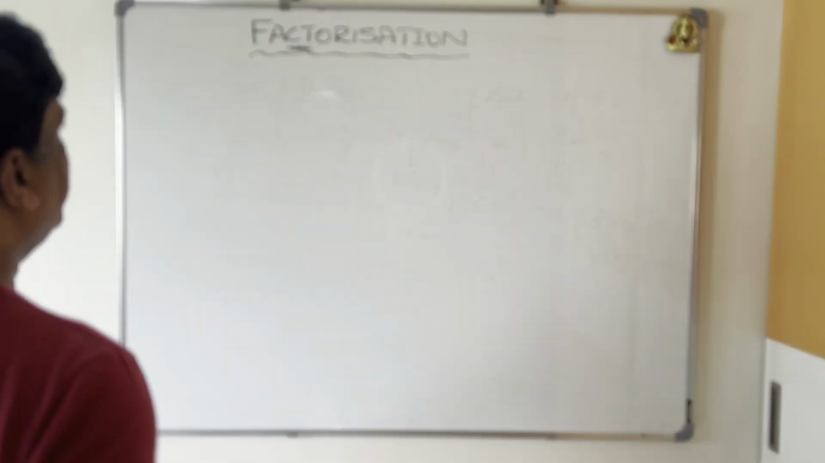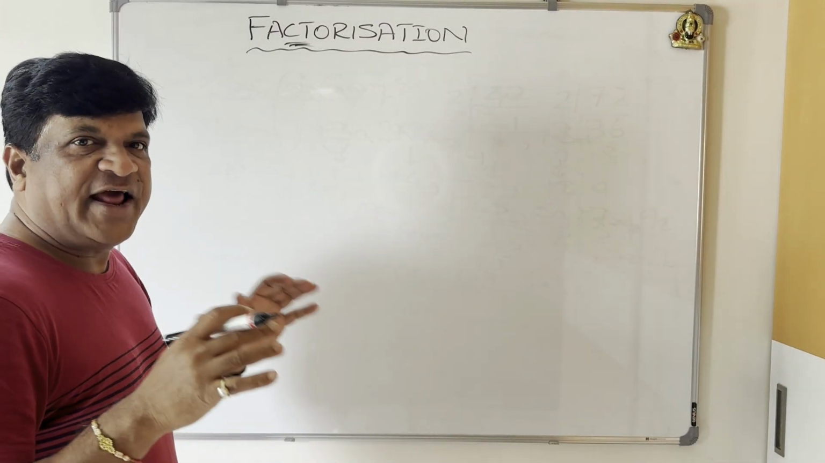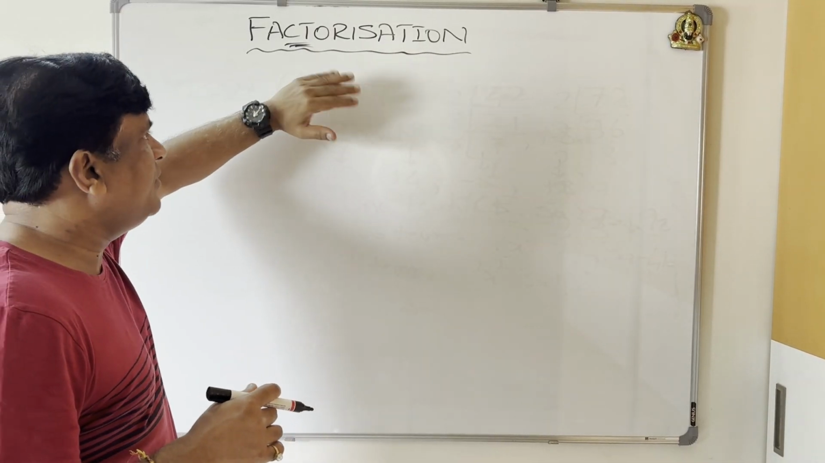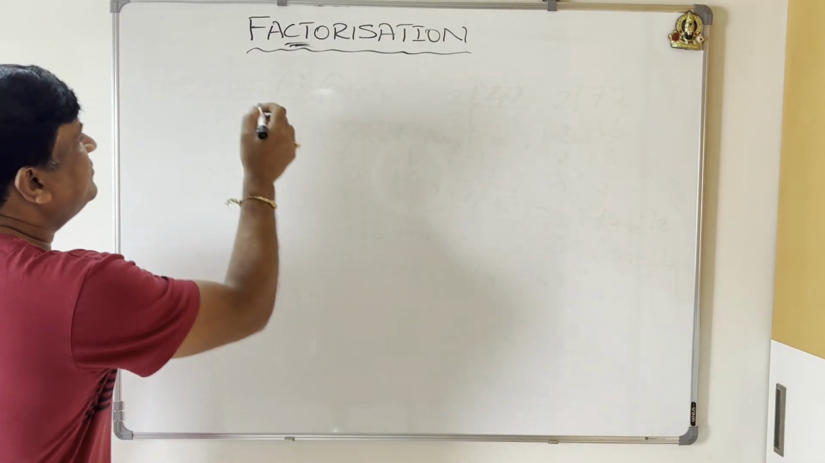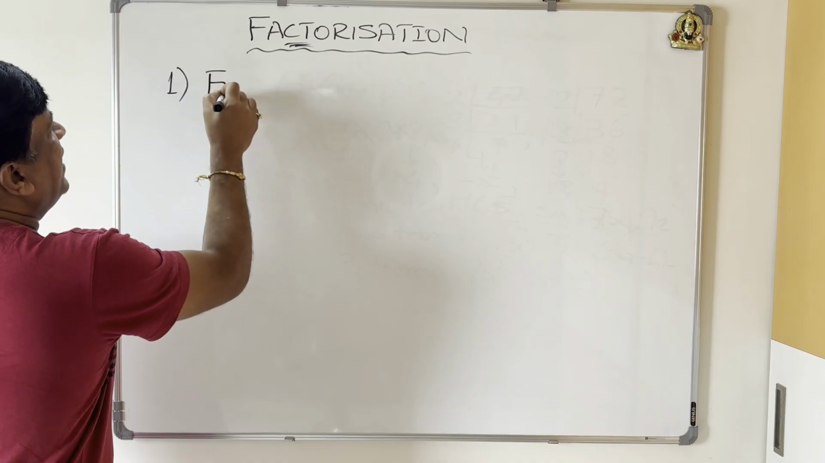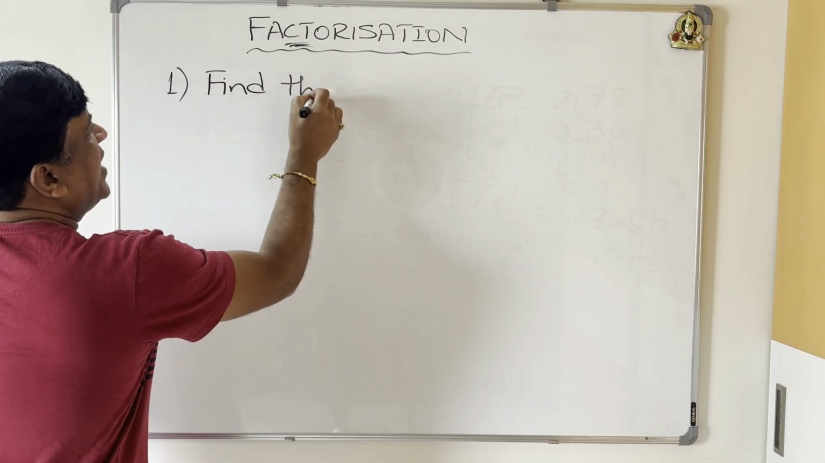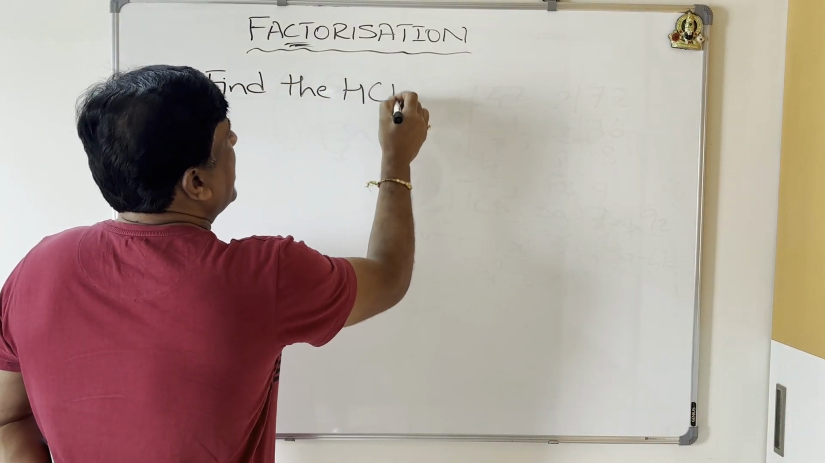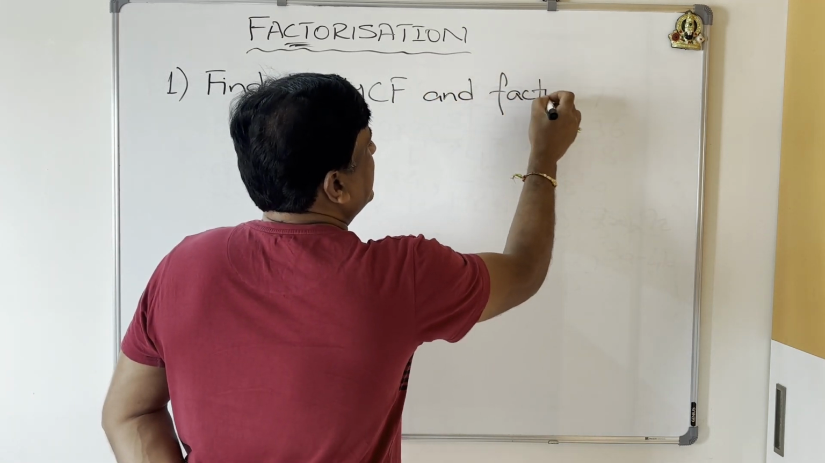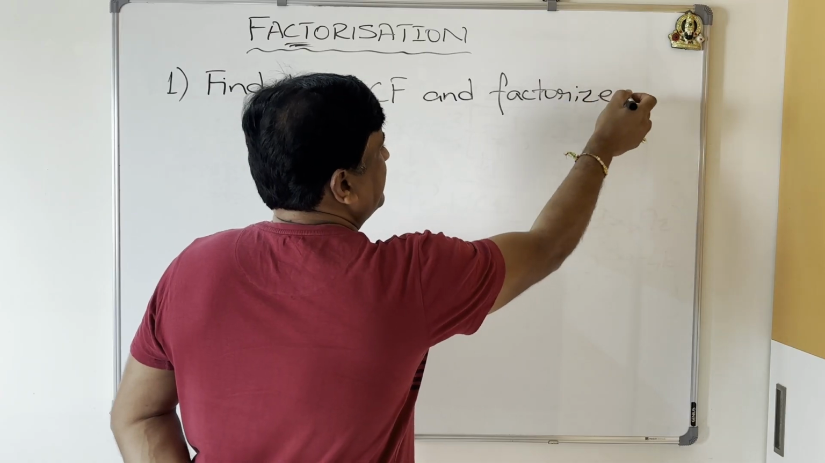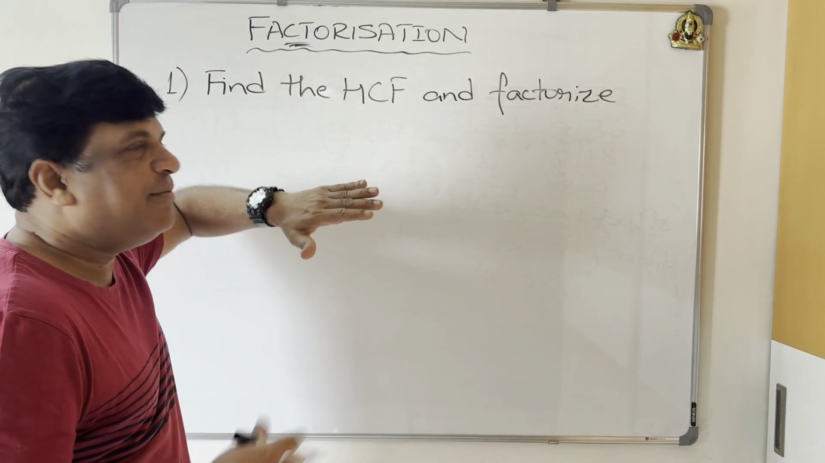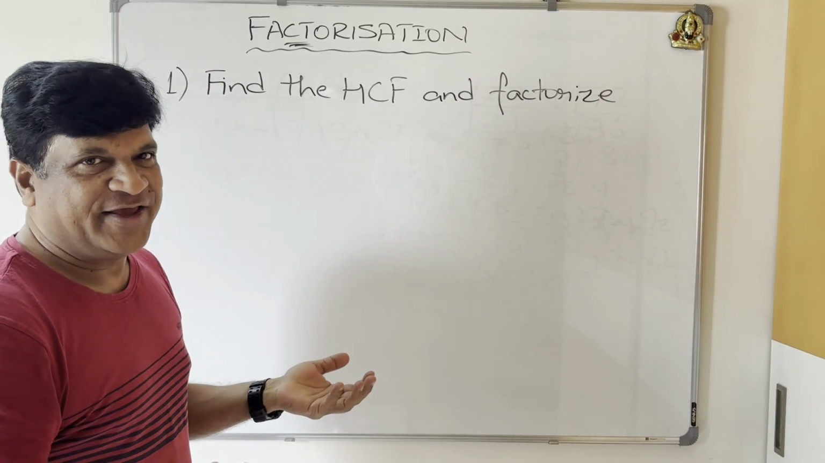So now I'm going to discuss different types of problems you're going to see in this particular topic. The very first topic is known as find the HCF and factorize. The very first basic method we use to factorize. Always remember that factorization in algebra is just the opposite of multiplication.